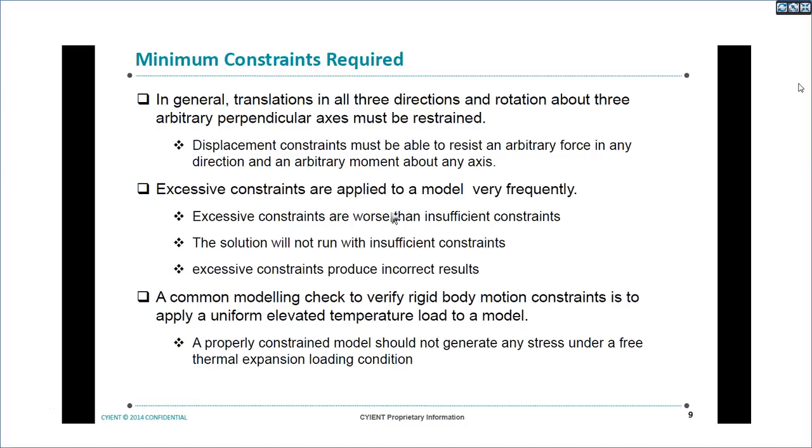Excessive constraints applied to a model should be verified frequently. If you give excessive constraints, we should always look at whether the results make sense or not. Excessive constraints are worse than insufficient constraints. The solution will not run with insufficient constraints, but excessive constraints produce incorrect results. So it is very important for us to understand whether the constraints we have given are proper or not.